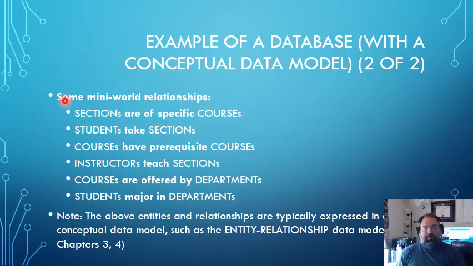There are some relationships between these entities which we talked about. Sections are of specific courses, so a course has one or more sections. A student can take a section, which is in turn related to a course. Courses have prerequisites of other courses, so in order to take one course, you might have to have completed a previous course. Instructors teach sections, courses are offered by departments, and students major in departments.